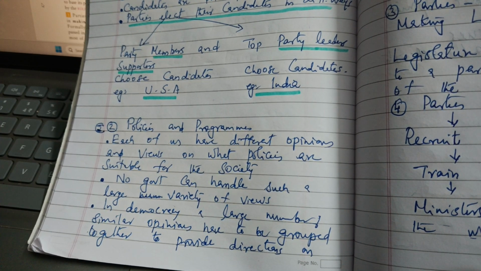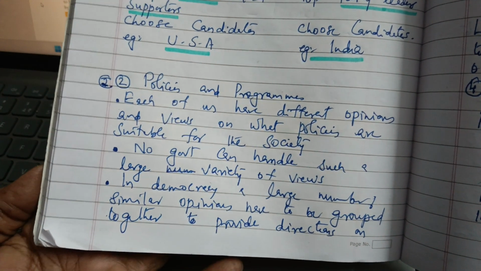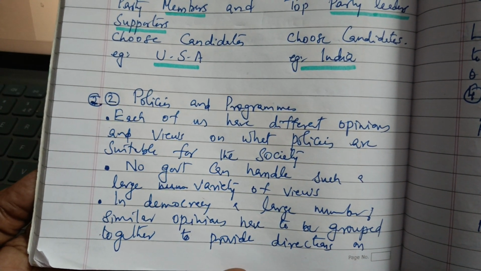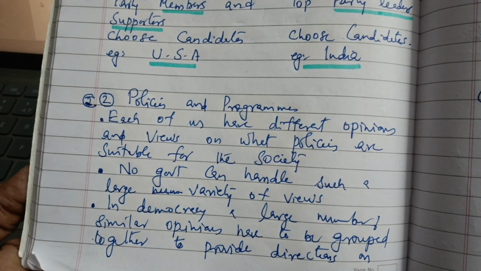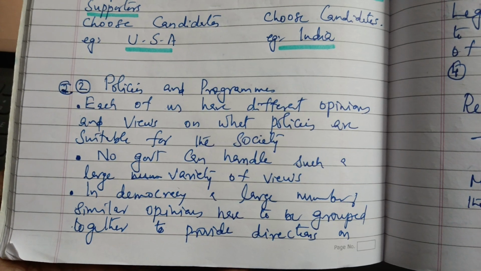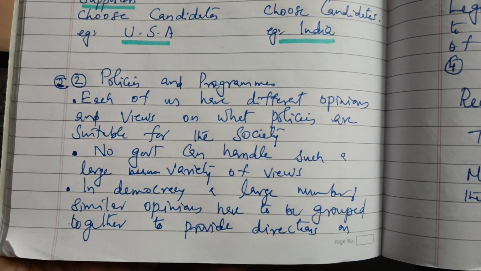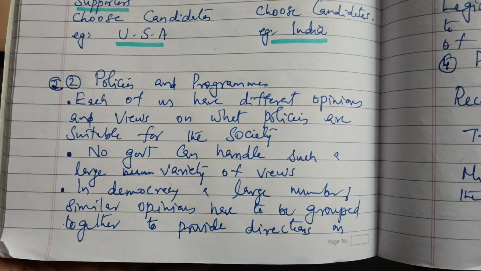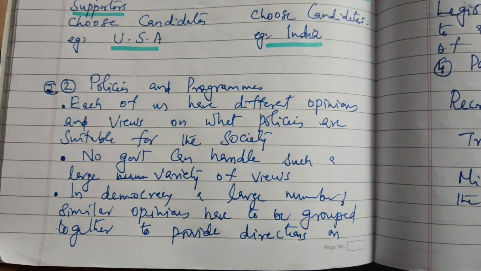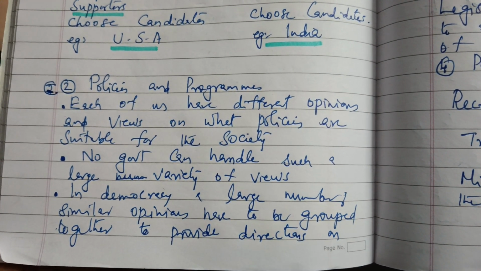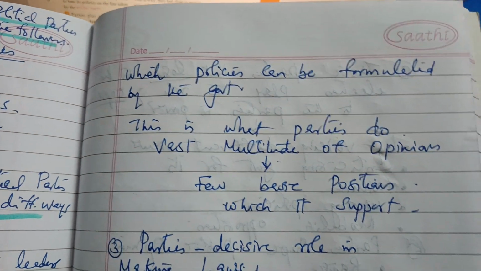Then the second function is policies and programs. I'm not explaining the entire thing, only what to focus on and how you will remember this. Each of us has different opinions and views on what policies are suitable for society. But no government can handle such a large variety of views. In a democracy, a large number of similar opinions have to be grouped together to provide directions on which policies can be formulated by the government.